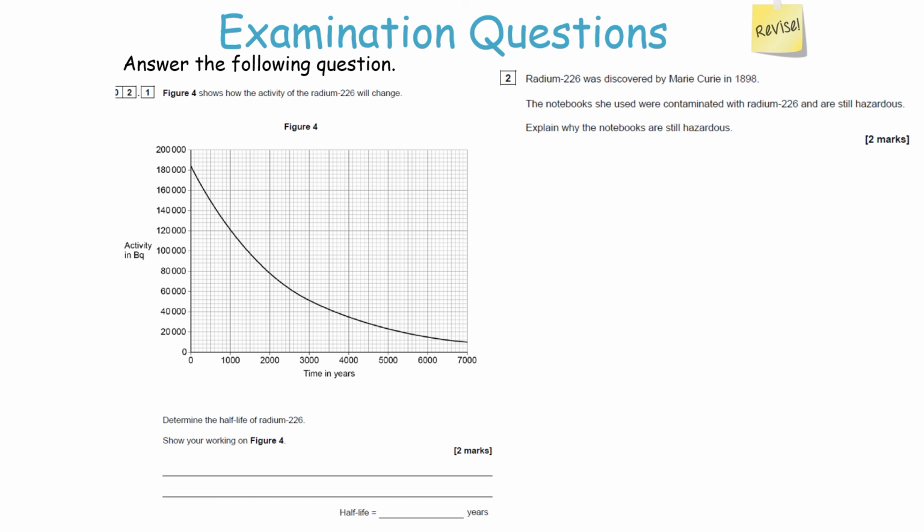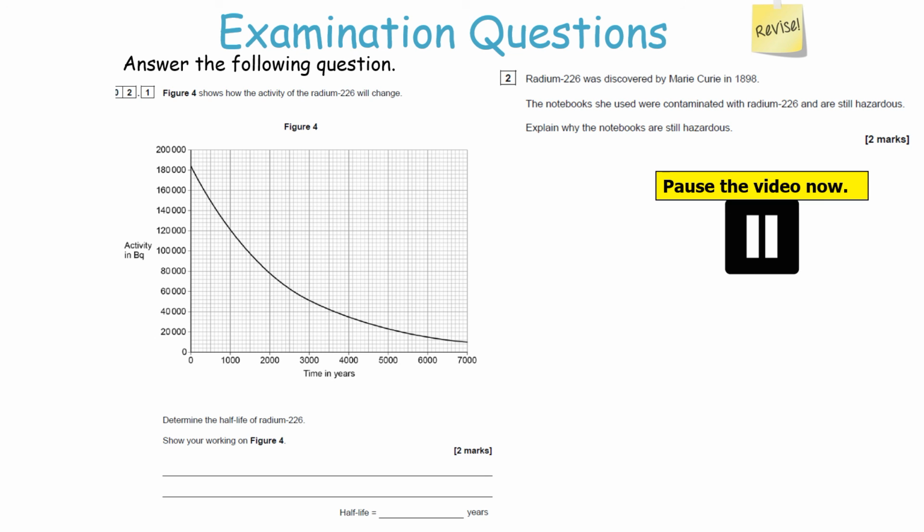Next question. Figure 5 shows how the activity of radium-226 will change. Determine the half-life of radium-226 and show your working out on the figure. Radium-226 was discovered by Marie Curie in 1898. The notebooks she used were contaminated with radium-226 and are still hazardous. Explain why the notebooks are still hazardous. So pause the video now, then unpause the video when you want to go through the answers.